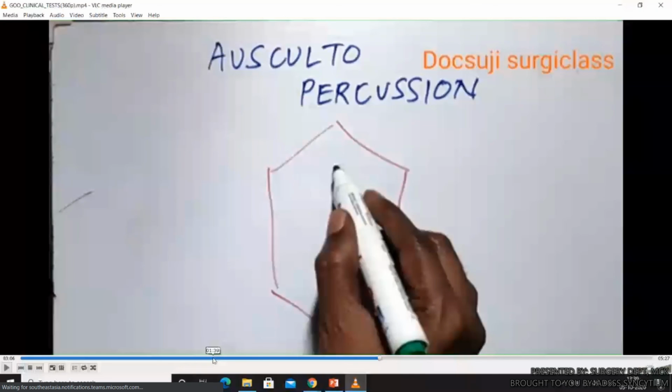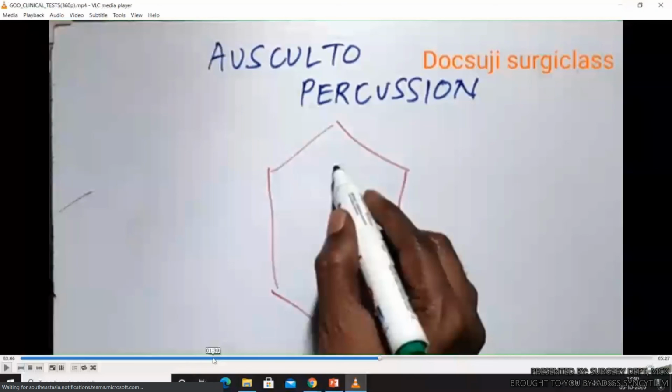Sometimes the succussion splash is so loud that even without putting the chest piece of the stethoscope on the epigastrium, you just bring your ear near the anterior abdominal wall, epigastrium, and move the patient sideways. You will be able to hear the movement of fluid in the stomach. This can be heard by ear or through the stethoscope as described just now.